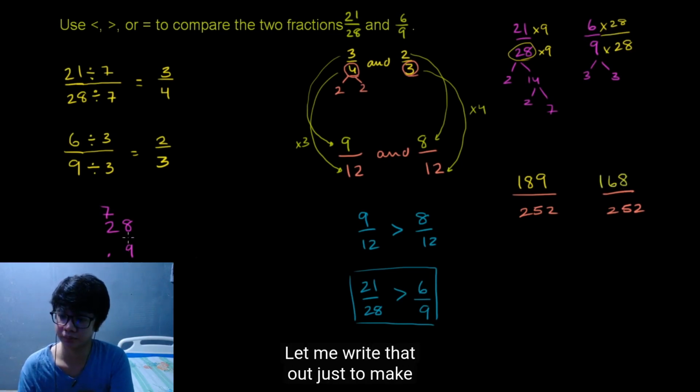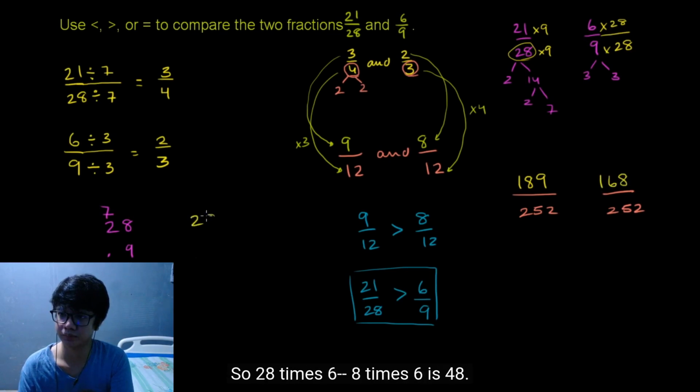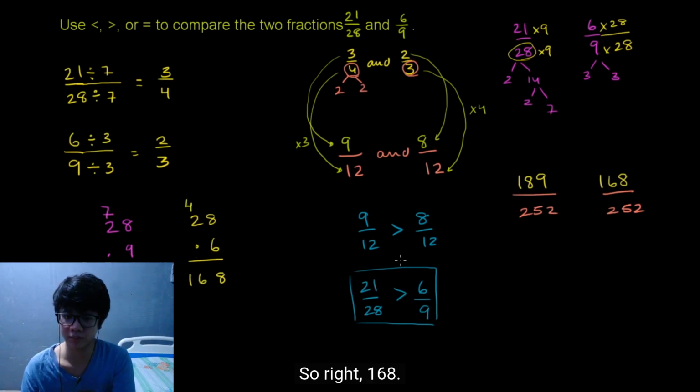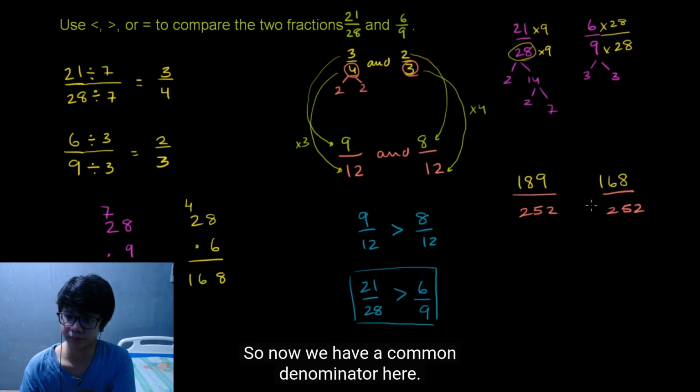Let me write that out just to make sure I didn't make a mistake. So 28 times 6, 8 times 6 is 48. That's 168. 2 times 6 is 12, plus 4 is 16. So right, 168. So now we have a common denominator here.